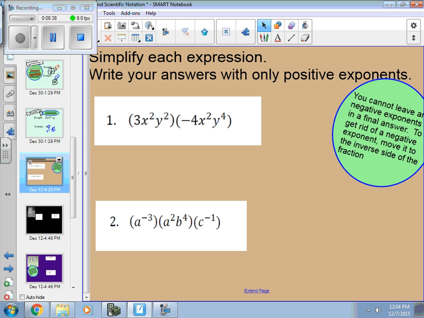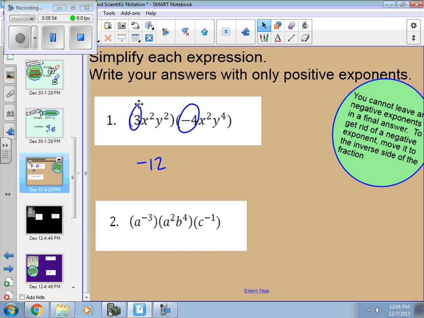All right, now we're going to try some problems where you might have to combine some of these types of properties into a single problem. So on number 1 here, we want to try to simplify this. So when you go through, multiply together like things here. So let's start with the numbers. 3 times negative 4, that's going to be negative 12.